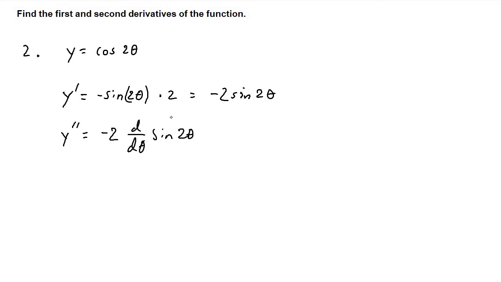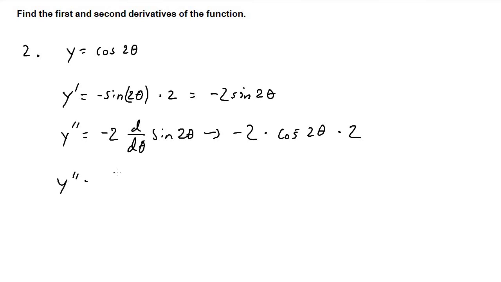So let's go ahead and first find the derivative of sine, which is going to be cosine. So we do have the negative 2, so I'll write negative 2 times the derivative of sine of 2 theta, which is going to be cosine. We leave the inside function the same, 2 theta, and then we multiply by the derivative of the inside function. Derivative of 2 theta is just going to be 2.